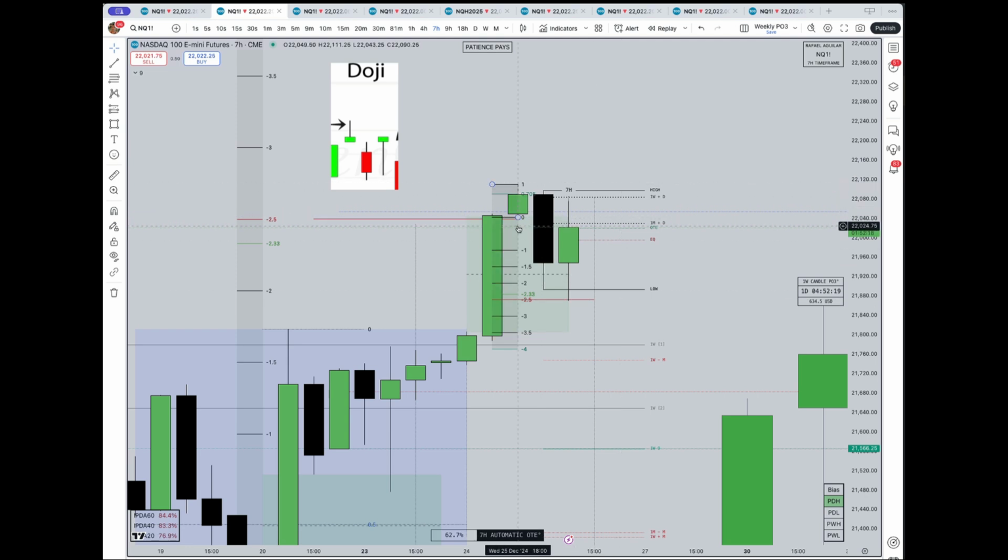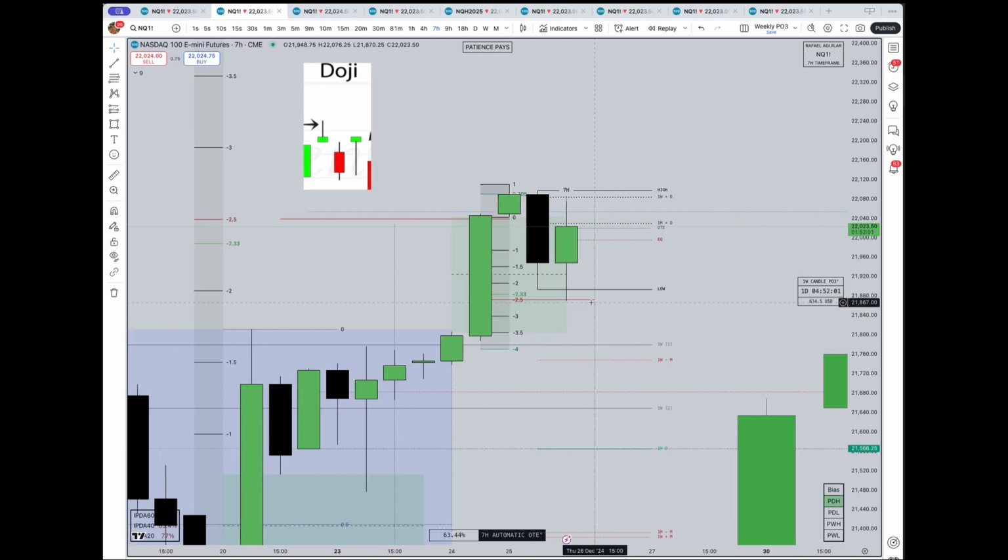So when I see this, I would expect, I mean, I didn't short London, but if I would short, my TP would be around here, this one, 2.33 or 2.5. And if we close below, we trade until 4.